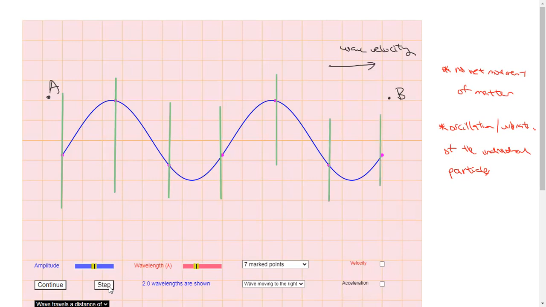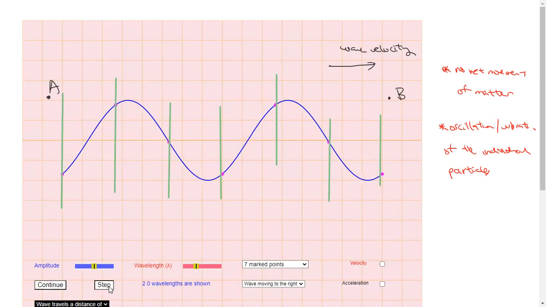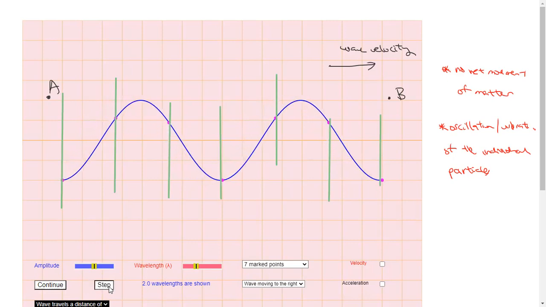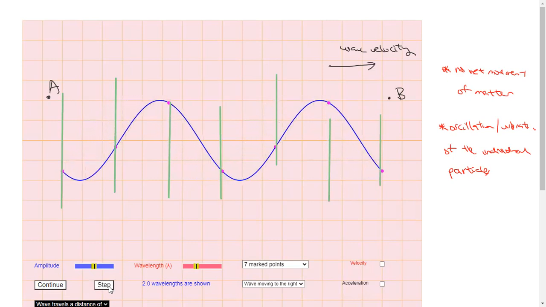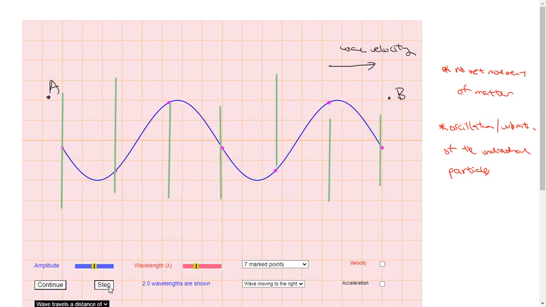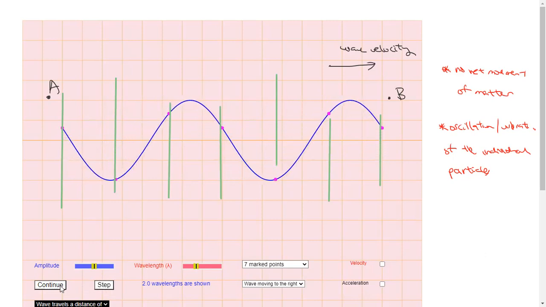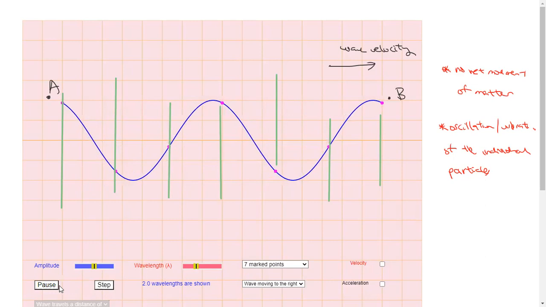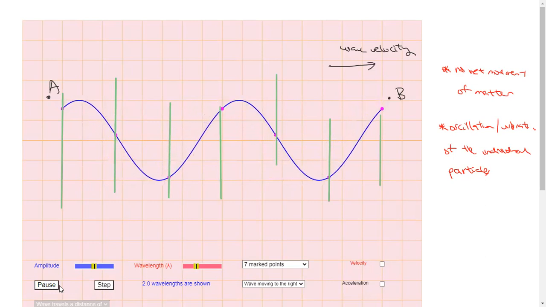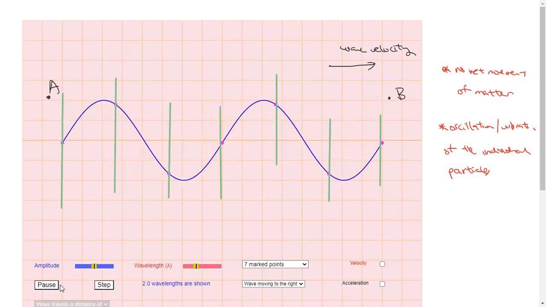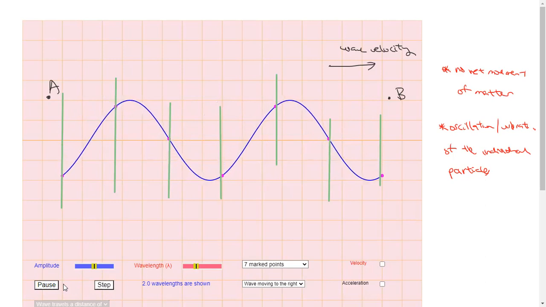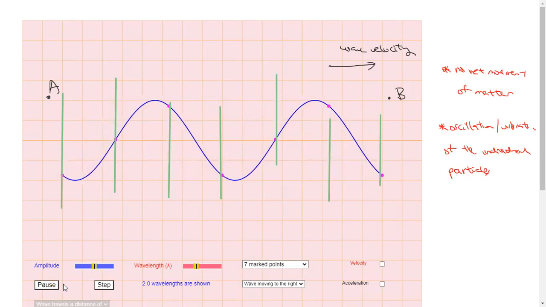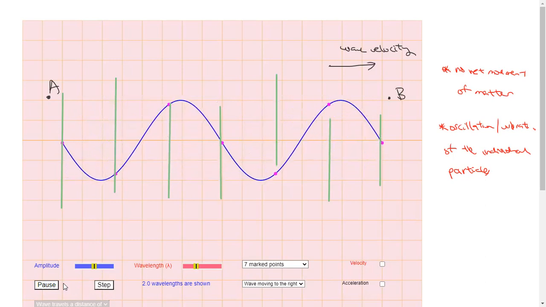Right? And let's step it a few more. What do you notice about the pink dots? Oh my god! They actually don't move. They only move up and downwards. That's the whole point. In this example, they are moving, but only up and down.